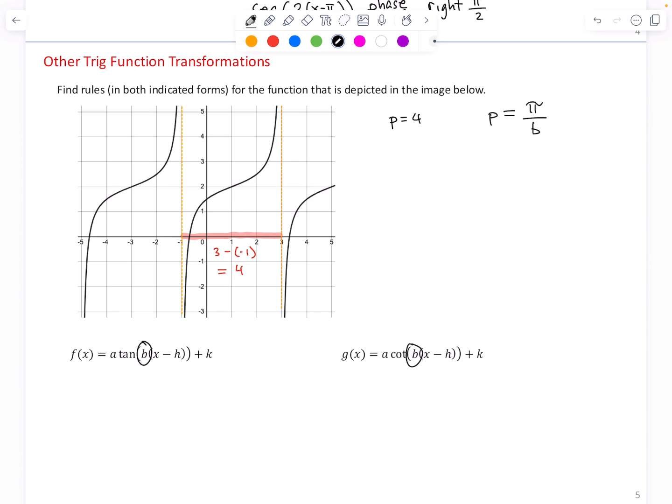So if we know that the period is 4, we can substitute 4 in for p and solve this equation for b. So we multiply b to the other side and divide by 4. So b has to be pi fourths. And this will be the case no matter which parent function I use. But let's focus on the first one.